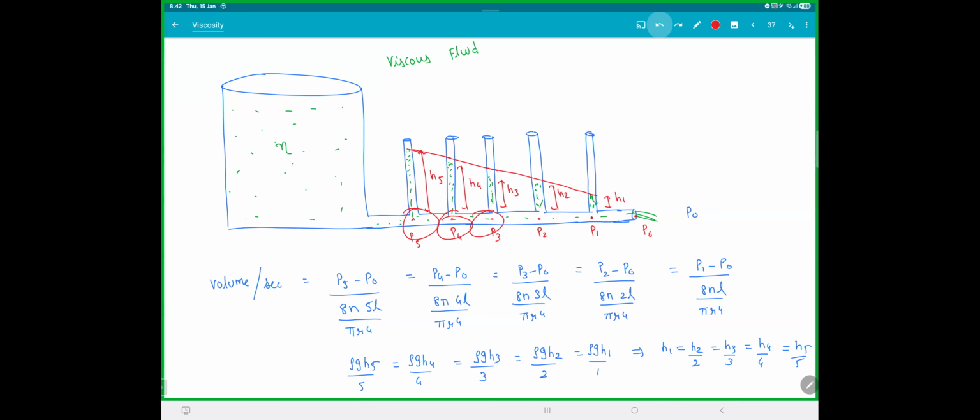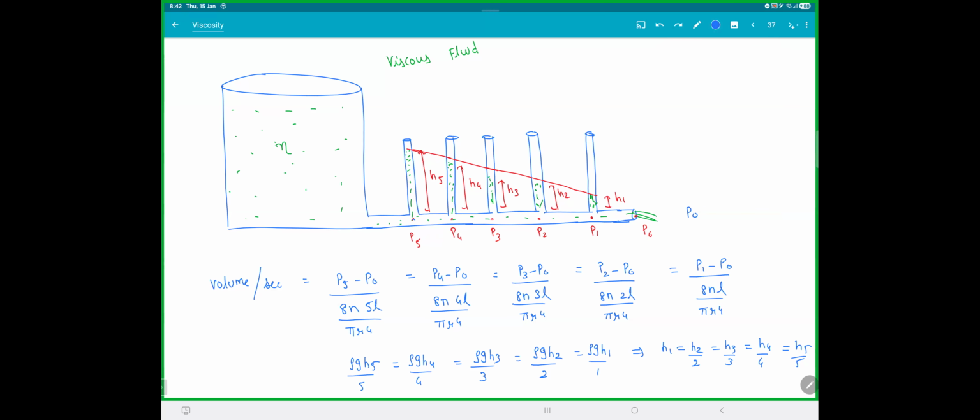So they can play a question like that. If you have an ideal fluid and if you have a viscous fluid, how will the heights vary? If you have an ideal fluid, then there is no pressure difference because there is no viscosity. All clear with this? And that's a little bit about Poiseuille's equation.